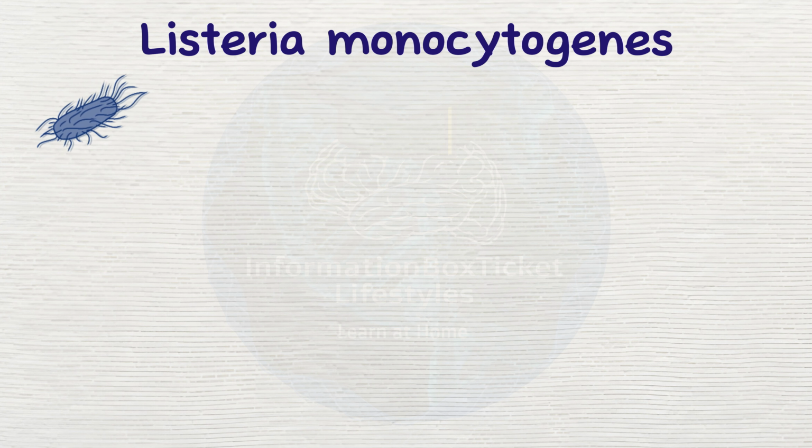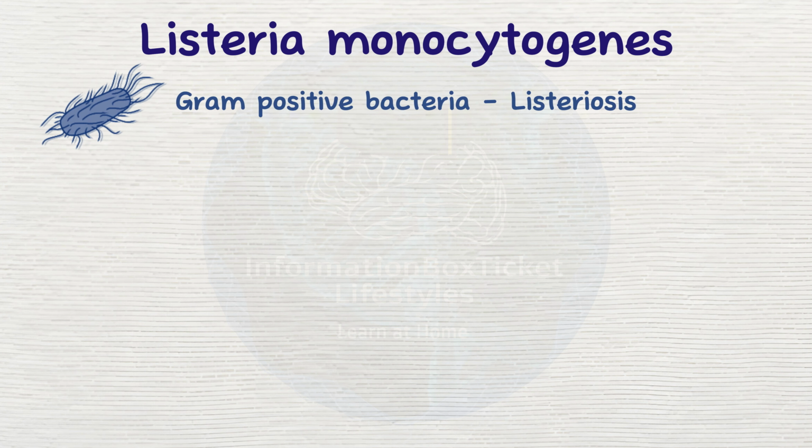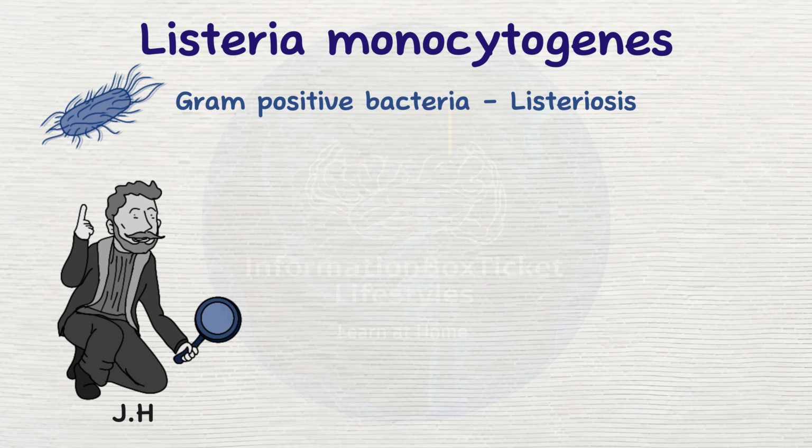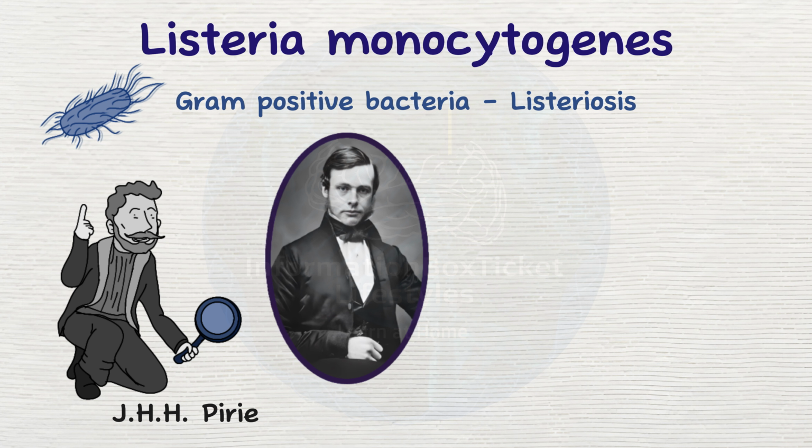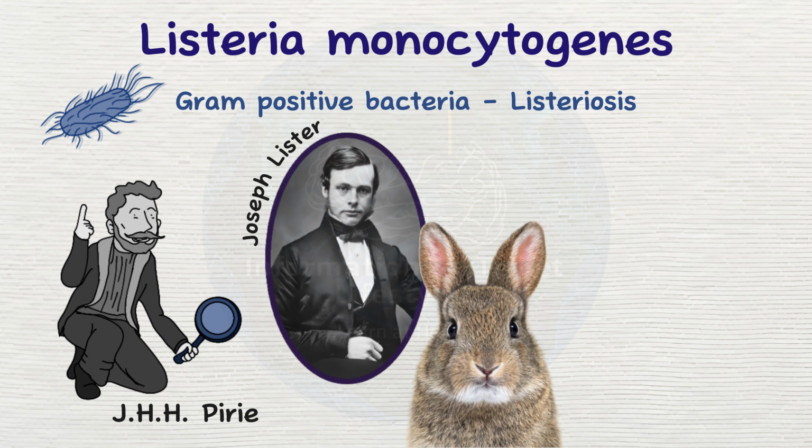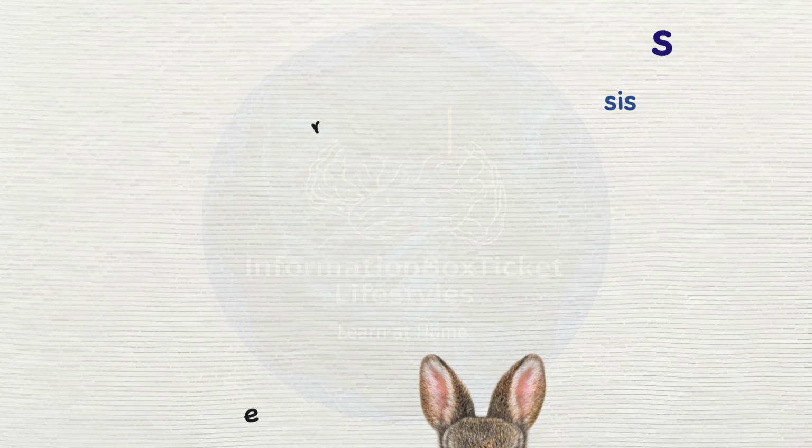Listeria monocytogenes, or simply L. monocytogenes, is a gram-positive bacterium that causes listeriosis. Listeria was identified by a Scottish doctor, Dr. James Hunter Harvey-Pirie, and named after British surgeon Joseph Lister. It is also known as monocytogenes because when it was injected in rabbits, their monocyte levels rose.